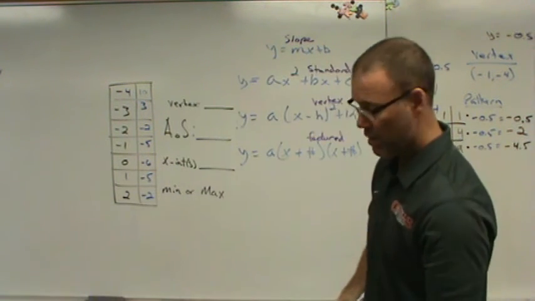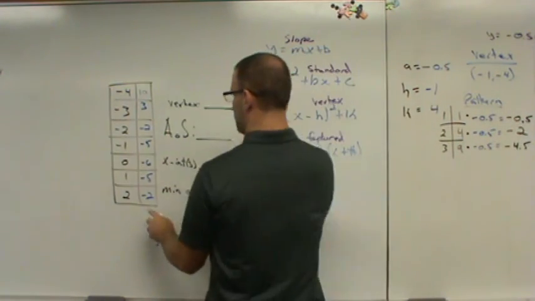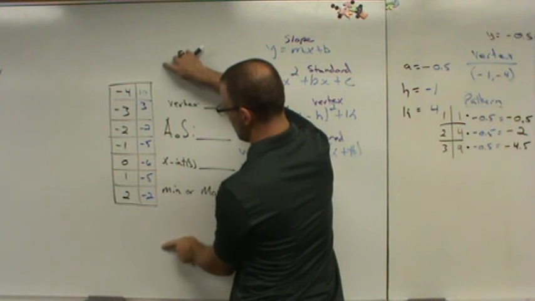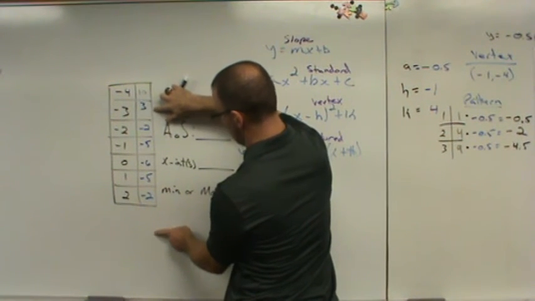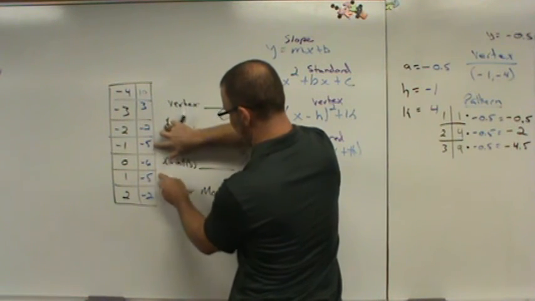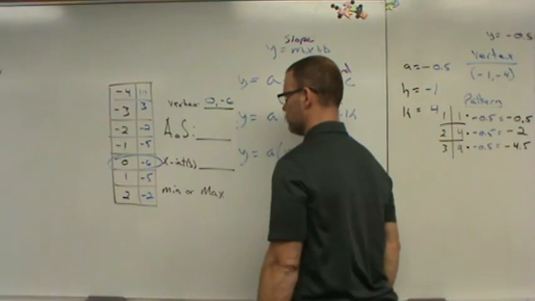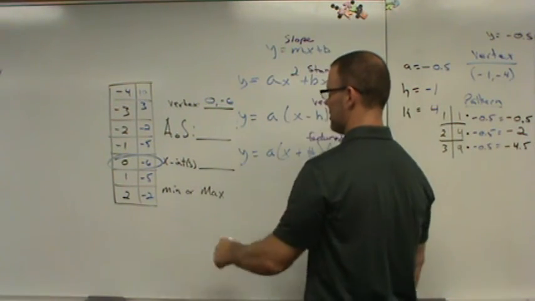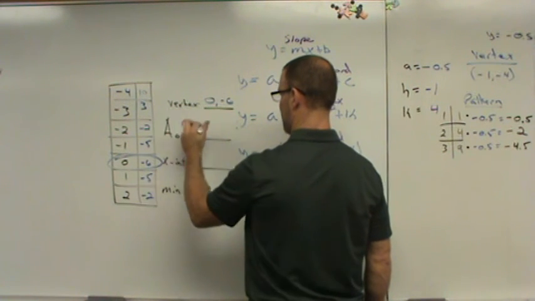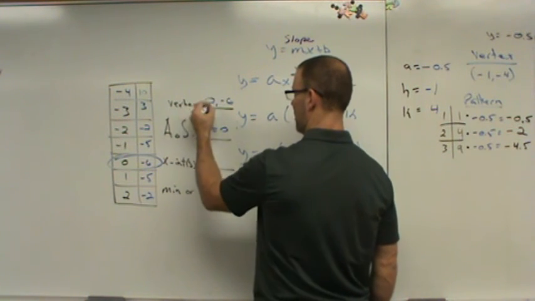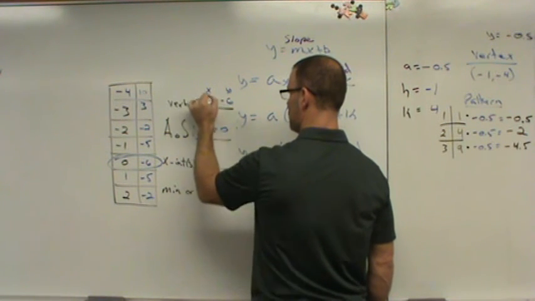All right, so from the table, how can I identify the vertex? That comes first. Well, remember, parabolas are symmetrical, so I want to meet in the middle. 10, 10, no 10. 3, 3, no 3. -2, -2, -5, -5, right here. Here's my vertex, 0 and -6. What is the axis of symmetry? Remember the relationship between the axis of symmetry and the vertex? I'm going to say x is equal to 0. Here is my x, here is my y. These two values are the same.